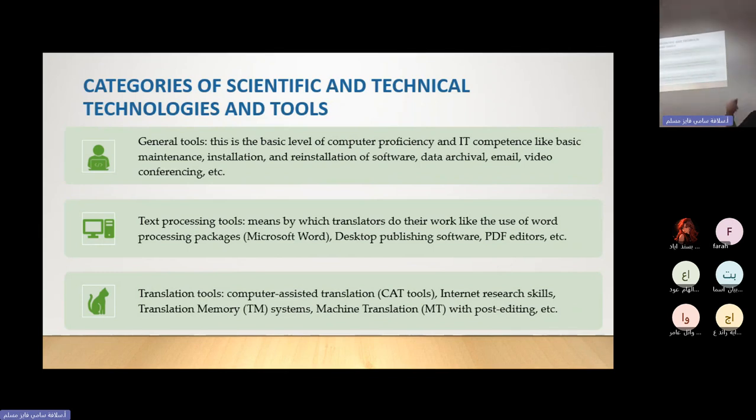The third category is more specialized: translation tools, computer-assisted translation, the CAT tools. You have internet research skills, translation memory systems, machine translation. And now, what's new that you use? AI. Now we have the AI tool.